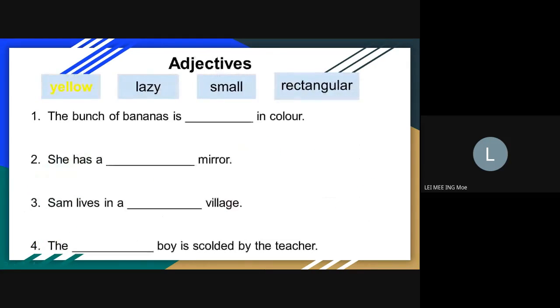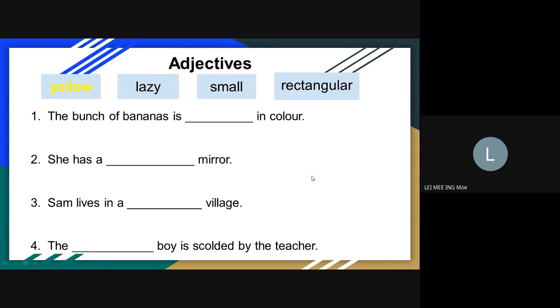So here I have some simple exercises for you on adjectives. I will go through the questions one by one, and you can type your answer in the comment here. I will give you a few seconds just to make sure that you are really engaged in this lesson. Here we have four selections of answers: yellow, lazy, small, and rectangular. All right, question number 1. The bunch of bananas is in color.